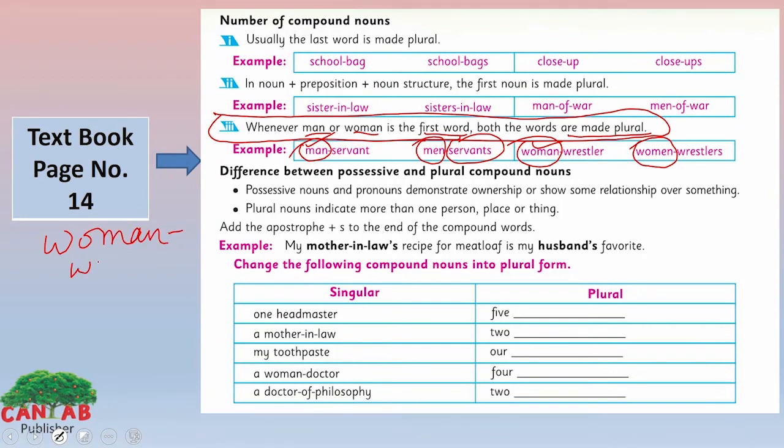There are other examples too, like woman writer is the singular form and we make it plural like this: women writers. Yes, a slight difference in spelling here, man, men. But this rule is only for man and woman. When we have man or woman in any compound noun along with another noun, like writer is a noun and woman is also a noun, we make both plural.